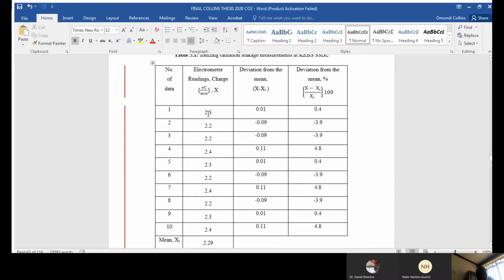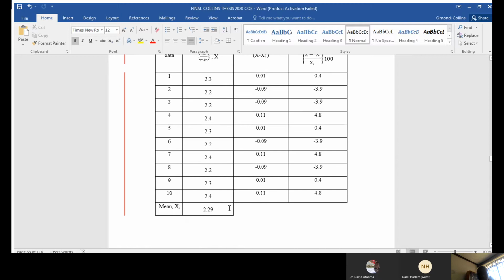Basically, it was between 2.3 and 2.4, so the average is 2.29. It is in microcoulombs. Then I get the deviation from the average, which is basically this column, then the percentage deviation. It was fluctuating positive and negative around the average value. From the literature, this is okay. What is not acceptable is if the reading takes a particular pattern, for example going up throughout, or going down throughout the measurement. But if it is fluctuating, this indicates good experimental results.